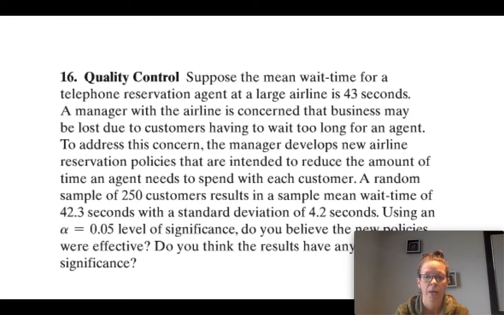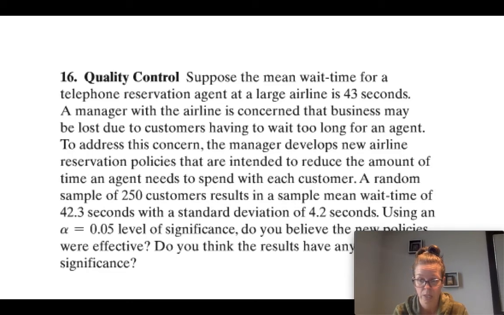All right, I think this might be our last one. Quality control. Suppose the mean wait time for a telephone reservation at a large airline is 43 seconds. A manager with the airline is concerned that business may be lost due to customers having to wait too long for an agent. To address this concern, he develops new airline reservation policies that are intended to reduce the amount of time that an agent needs to spend with each customer. A random sample of 250 customers, so good size sample, results in a sample mean wait time of 42.3 seconds, standard deviation 4.2.